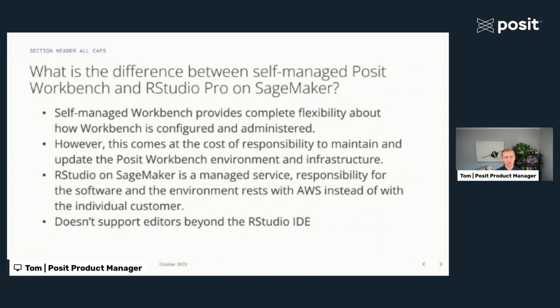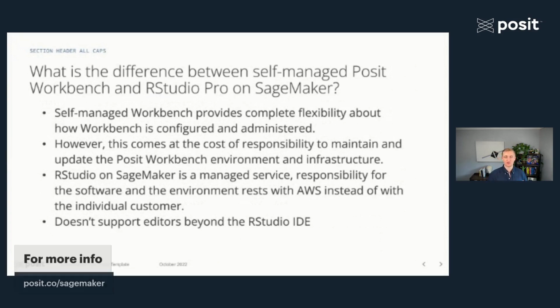And lastly, while Posit Workbench has access to multiple editors, it has RStudio, it has VS Code, as well as Jupyter and JupyterLab, the SageMaker environment has the RStudio IDE as far as the RStudio Pro integration. And then Amazon SageMaker Studio also provides a managed JupyterLab experience. It does not have the same VS Code integration that Posit Workbench does.